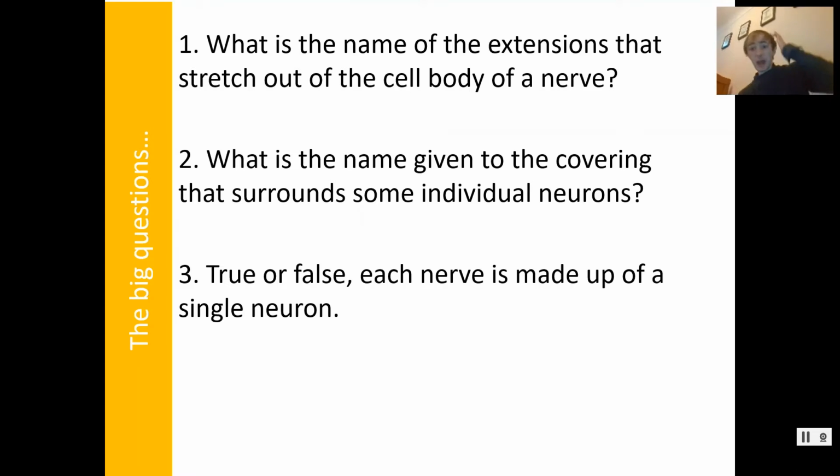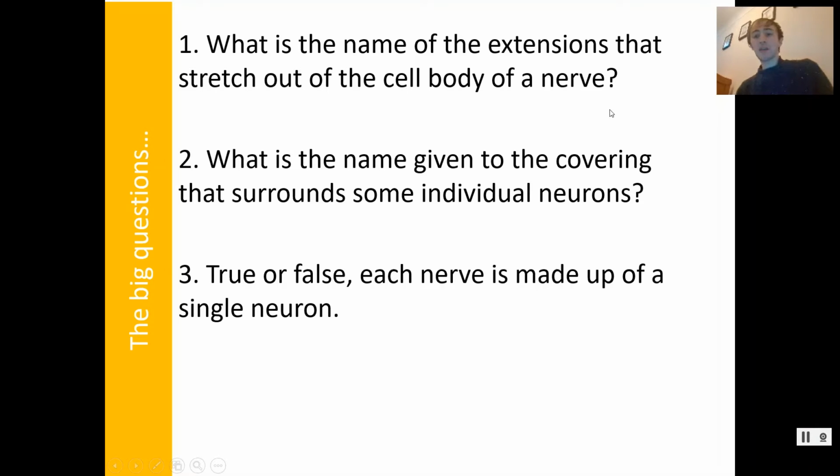Right, three questions there. Have a go at them. Pause me. So, the name of the extensions that stretch out of the cell body, that's an axon, or you could say dendrite. Now, they both stretch out. The axon is the one where the electrical impulse is going to travel from the cell body to other neurons, to the effector. The dendrite is where all the impulses come from.